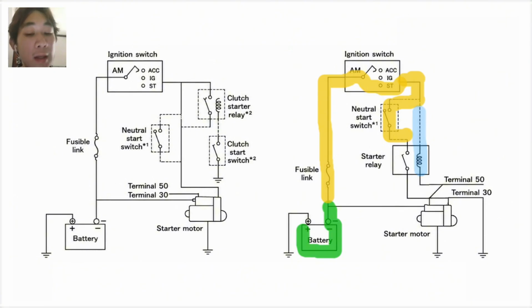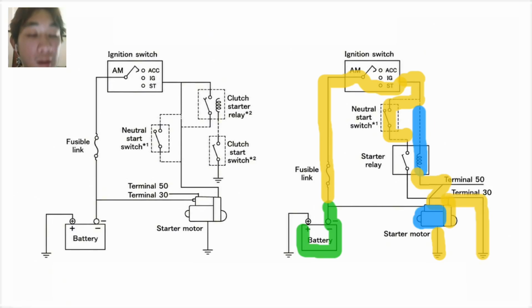The energized relay closes its contacts and allows the battery power to flow to terminal 50. Then terminal 50 activates the starter solenoid. The solenoid engages the starter gear and connects terminal 30 to the starter motor. Then the current of the battery flows through terminal 30 into the starter motor. Therefore, the motor rotates and cranks the engine until it starts.